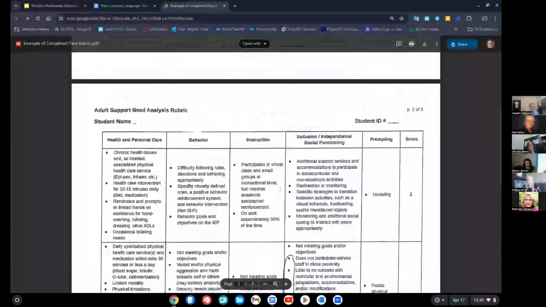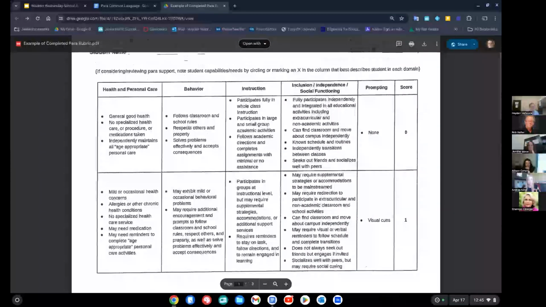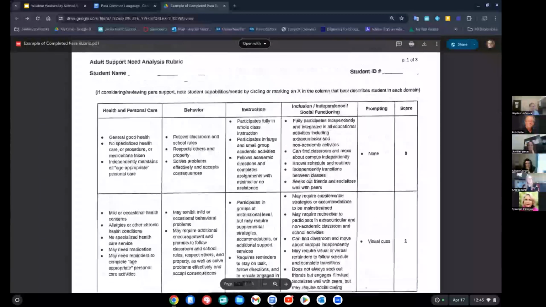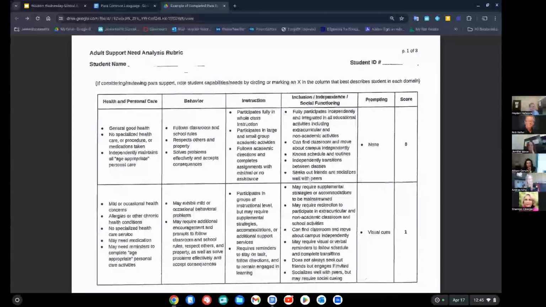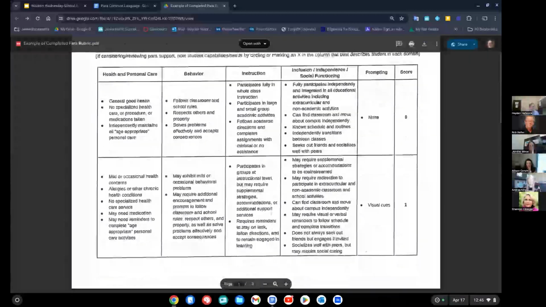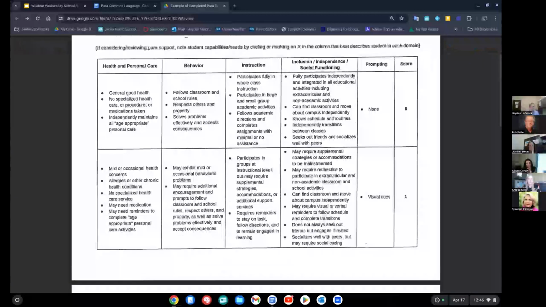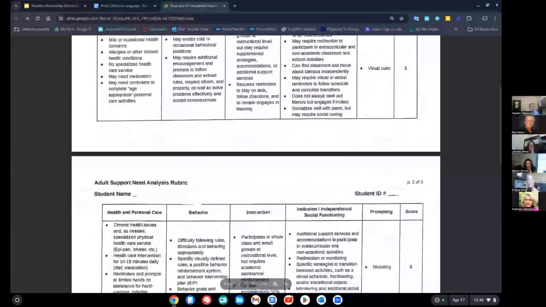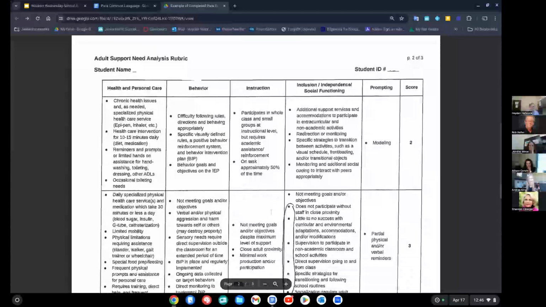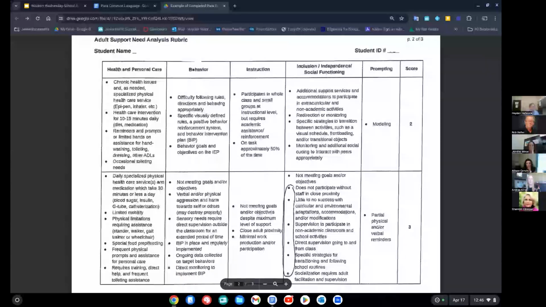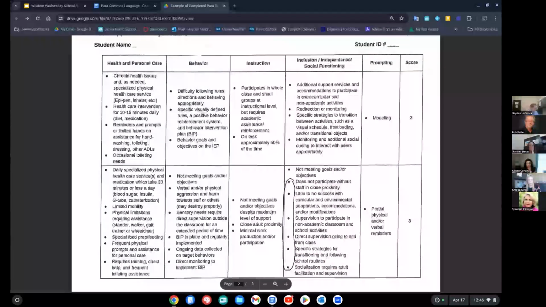Okay, so here's an example of a student. As you can see, there's the 5 domains. So you have your health and personal care, behavior, instruction, your social functioning and independence, and then the level of prompting that the student requires. And again, I think the question came up earlier of, are you looking at the student when they're just in the general education environment? It's within their least restrictive environment. So whatever that looks like for that student.